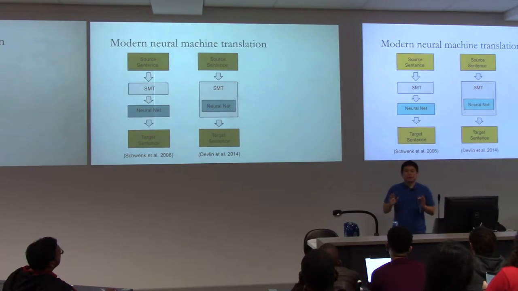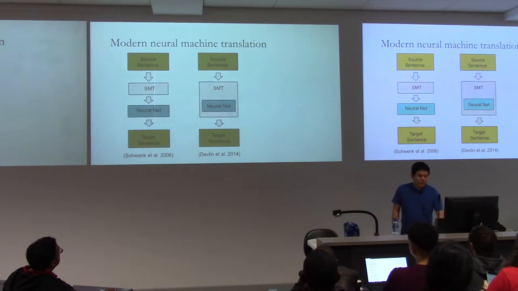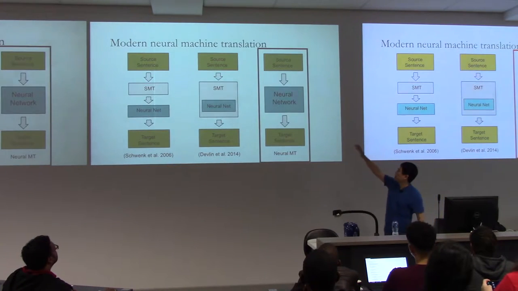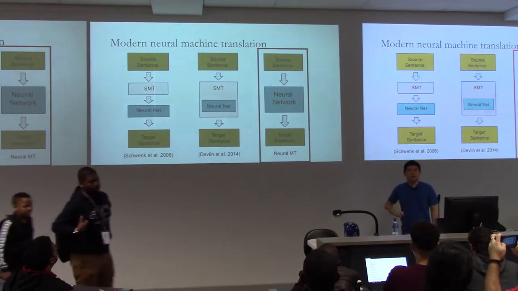Then everyone started thinking, okay, we have to do something with neural nets for machine translation. And nowadays, in about 3 years, what has happened is that we have somehow replaced the entire system with a single neural net that does the translation.